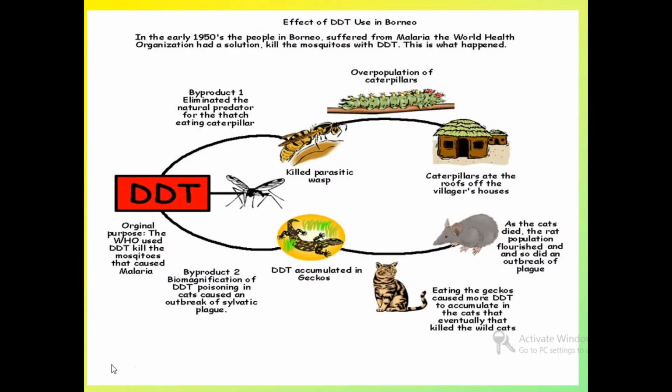So the effect of DDT can be seen: it killed insects and parasites, which leads to the killing of caterpillars. DDT accumulated in the crocodiles, others, cockroaches. As the cats died, the rat population flourished, and so did the outbreak of the plague.